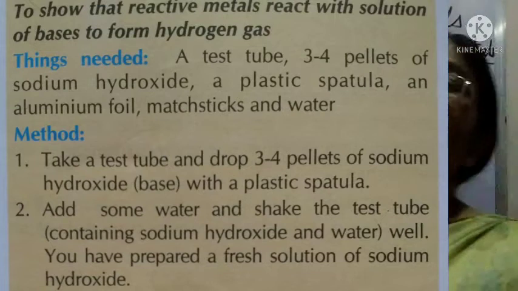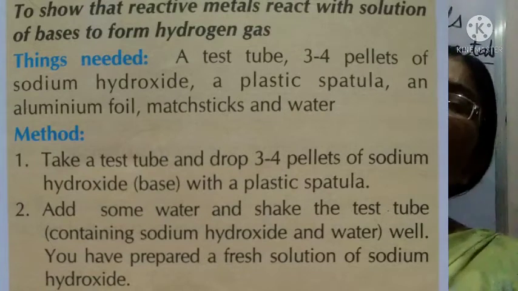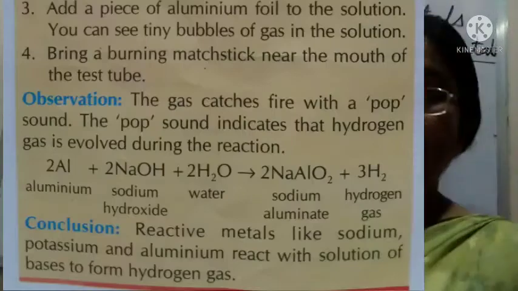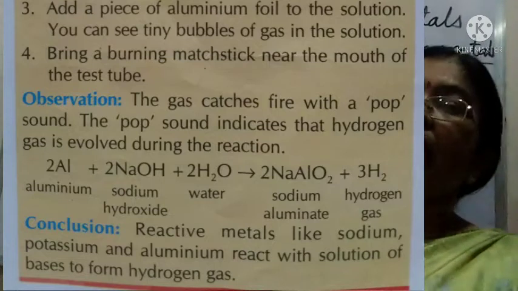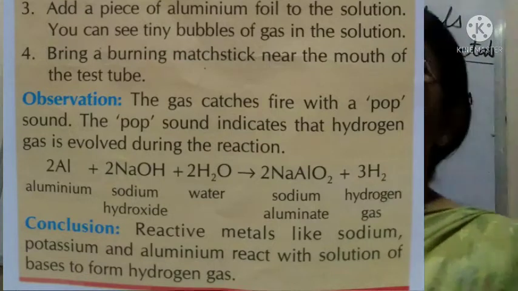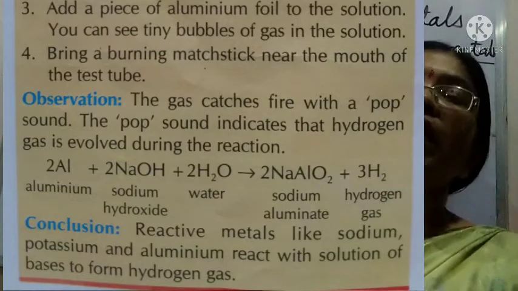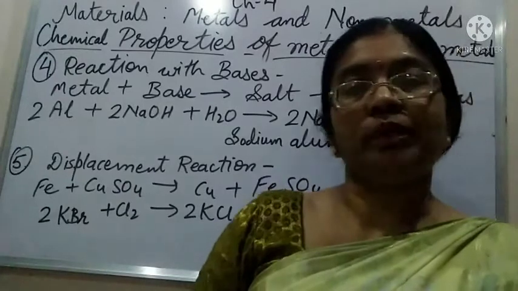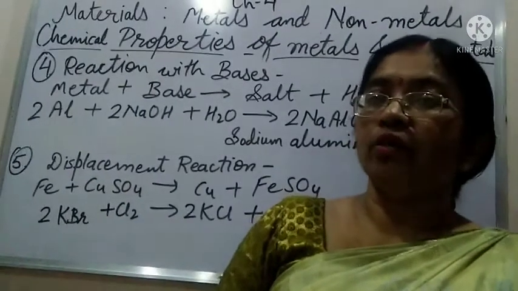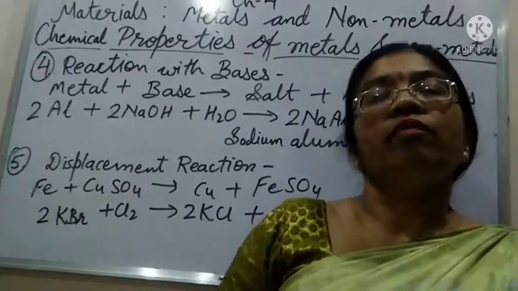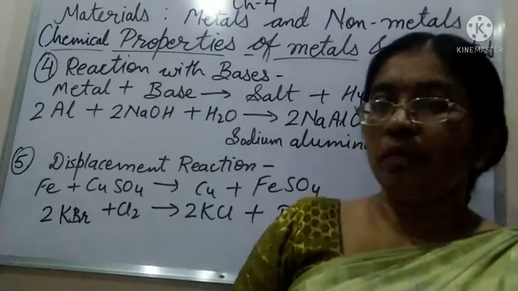We will observe some bubbles oozing out from the aluminum foil, and when we bring a burning matchstick or burning candle near the mouth of the test tube, the gas which is evolving out from the solution is going to burn with a pop sound. This proves that the evolving gas is hydrogen gas. So it proves that with bases also, metals can displace hydrogen gas.